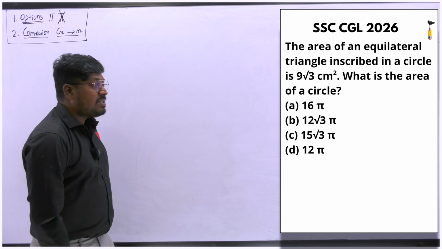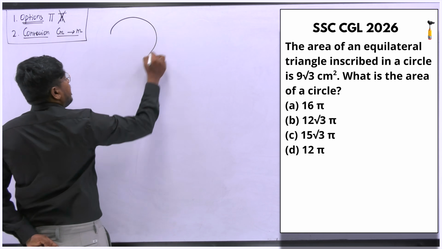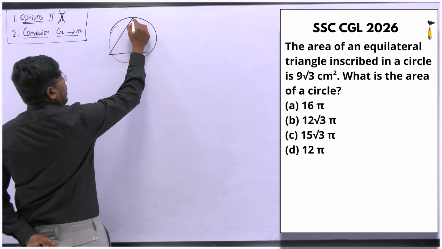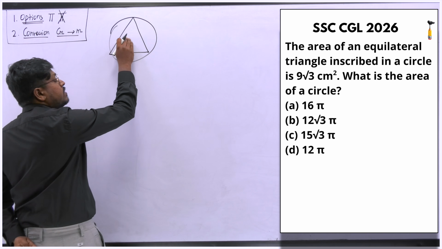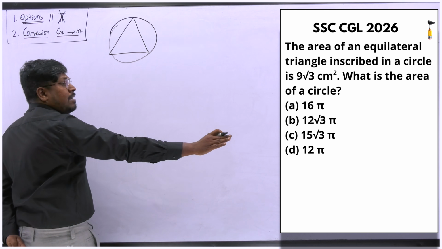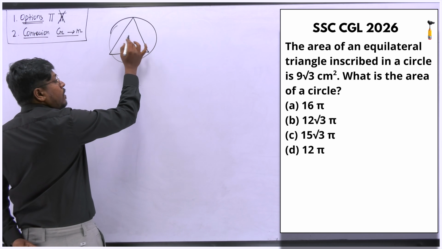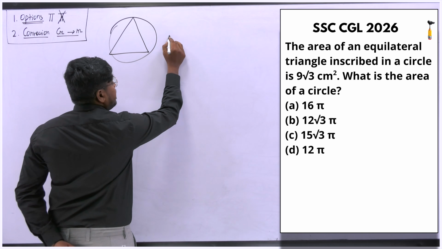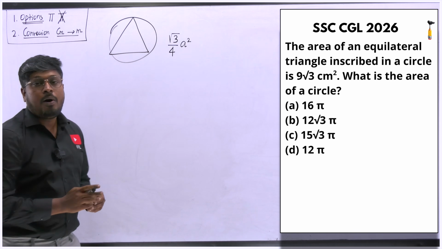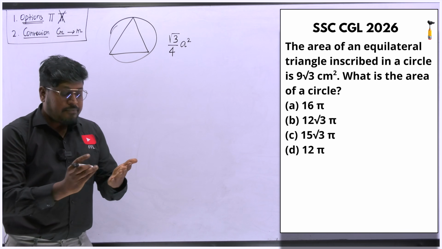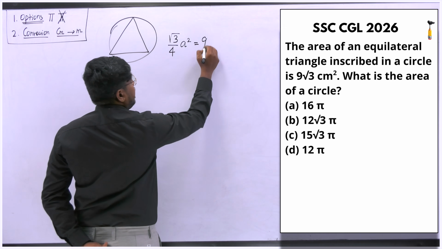So according to the question, first value they have given, area of an equilateral triangle is 9 root 3. So there is a triangle, and area of this triangle which is inside a circle has been given. Area is 9 root 3 centimeter square. So area of the equilateral triangle will be root 3 by 4 a square. So this is the formula, right? Area of an equilateral triangle, root 3 by 4 a square. So this value they have given in the question, which is 9 root 3.